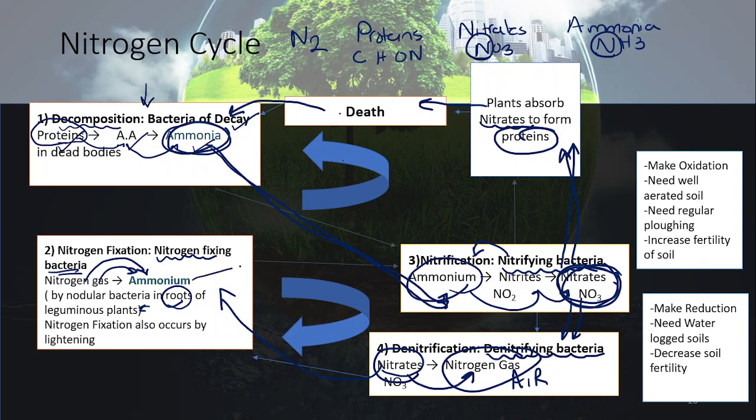This ammonium again is used by this nitrifying bacteria to be converted to nitrates, and then the nitrates are absorbed by the plant, and the excess nitrates are used by the denitrifying bacteria. And this is how the nitrogen cycles.